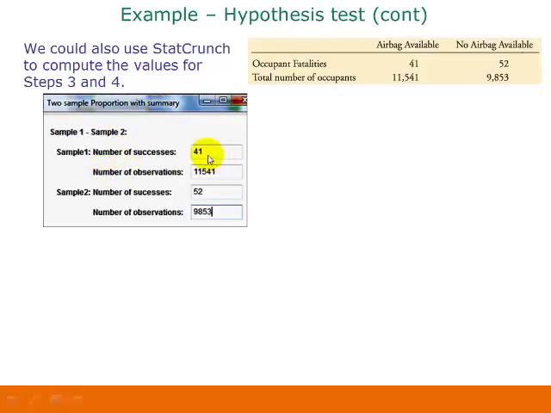In here we need to put in the number of successes and the number of observations, which is our sample size, for each of our 2 populations. So we have 41 and 11,541, and for sample 2 we had 52 successes out of our sample size of 9,853.